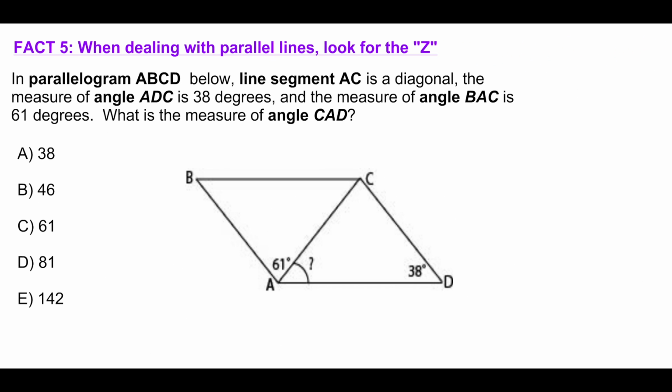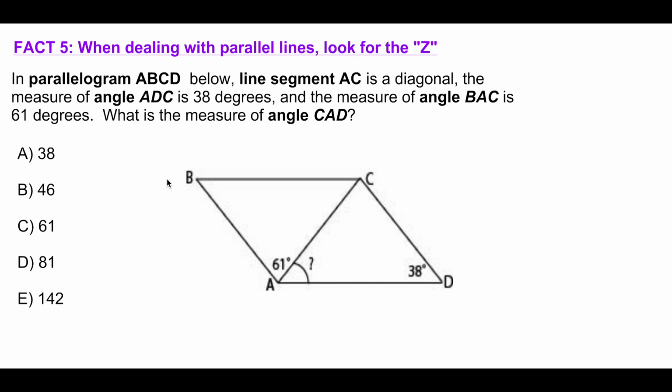All right, so here's our first question for today. In parallelogram ABCD below, line segment AC is a diagonal. We can see that in the figure pretty clearly here. The measure of angle ADC is 38, labeled for us kindly, and the measure of angle BAC is 61, also labeled for us kindly. What is the measure of angle CAB? So let's really break this one down.